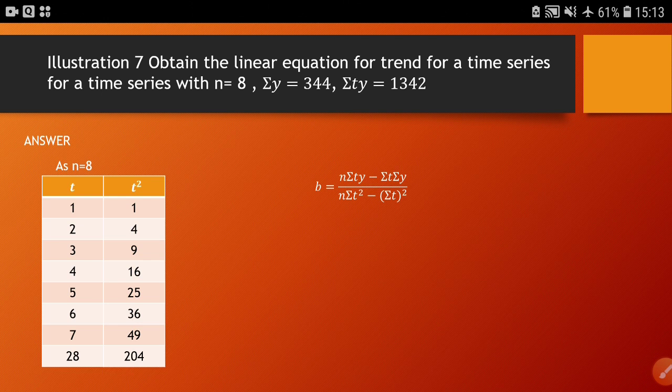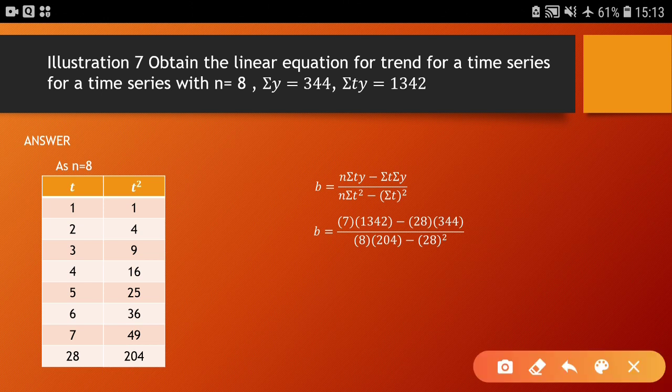Now let us come to the formula. b is equal to n sigma ty minus sigma t sigma y upon n sigma t square minus sigma t whole square. I hope you all are writing with me. Write the question first, then write these two columns t and t square, and then write this formula of b. Then you have to put the values in the formula. So how will you put the values? n is 7. Actually there is a mistake in the question.